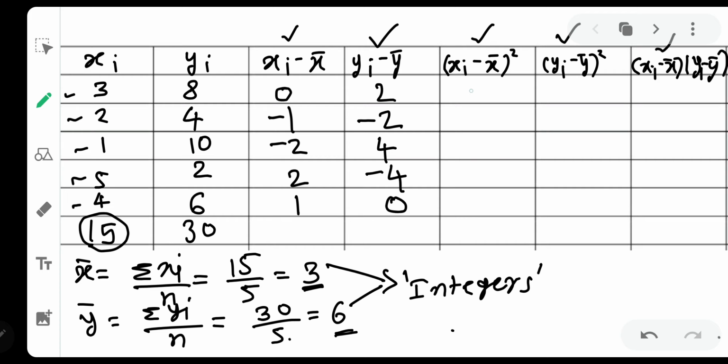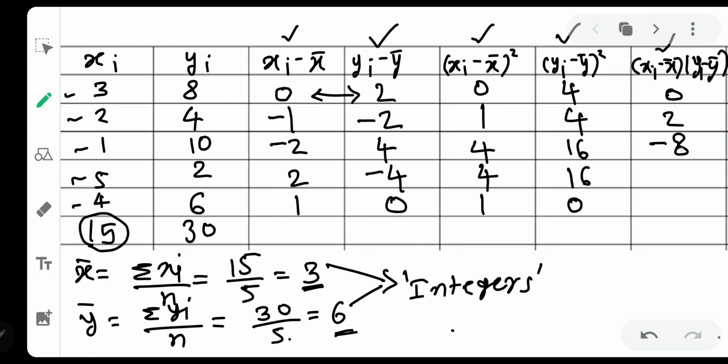Let us square xi minus x bar. 0, 1, 4, 4 and 1. Let us square yi minus y bar. It will be 4, 4, 16, 16 and 0. Now we have to multiply xi minus x bar and yi minus y bar. So firstly it will be 0 into 2, 0, minus 1 into minus 2, 2, minus 2 into 4, minus 8, 2 into minus 4, minus 8, and 1 into 0, 0.